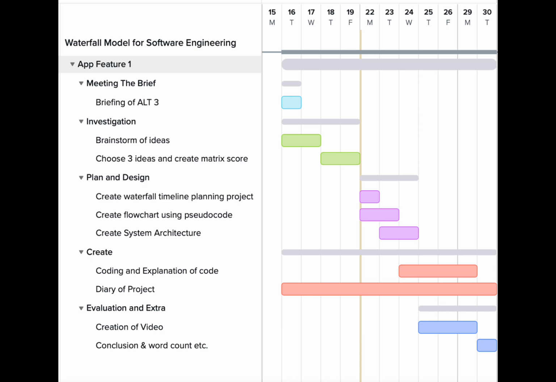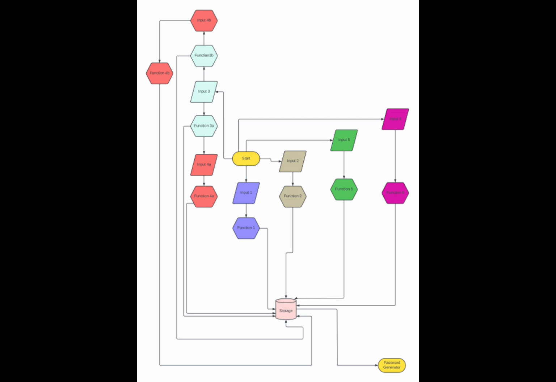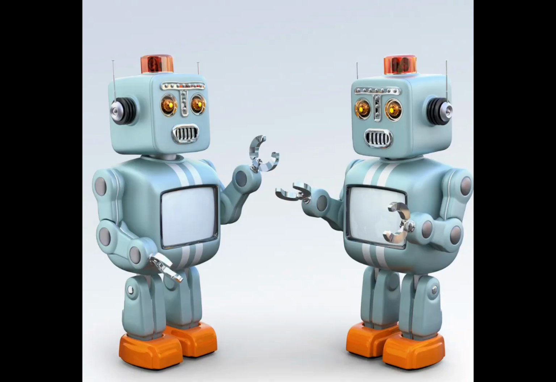Moving on, I created a timeline to help visualize my goals and how much time I needed to spend on each section. I also created a flowchart which was a pseudocode version of how my code would function and the questions that would be asked. After this, I made a system architecture graph which shows how the inputs get put into the functions, which are then stored, and finally shooting out an output. Now I began to program my code, which I will be explaining how it works here.